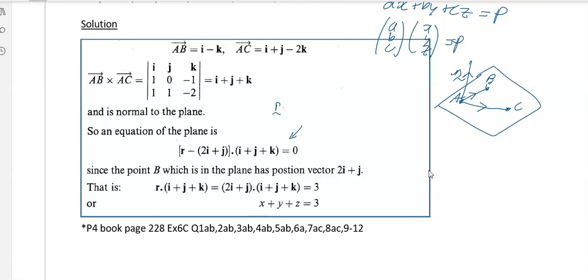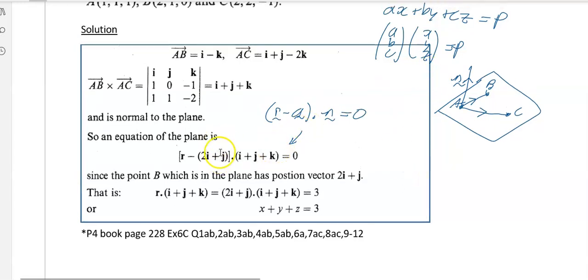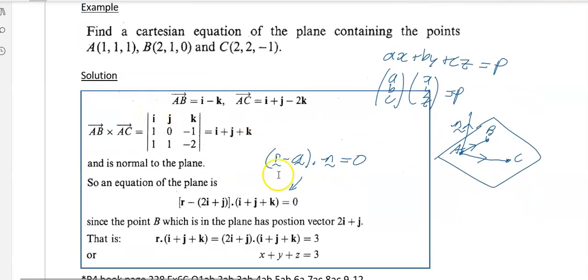So when you do that out, what they've done here is just r minus a dot n is equal to 0. They've actually used the B point for this bit. It doesn't make a difference. You could have used your A, it would have worked out the same. Since B is a point which lies in your plane, when they worked it out, that's what they got. They got x plus y plus z is equal to 3, and that's it done.